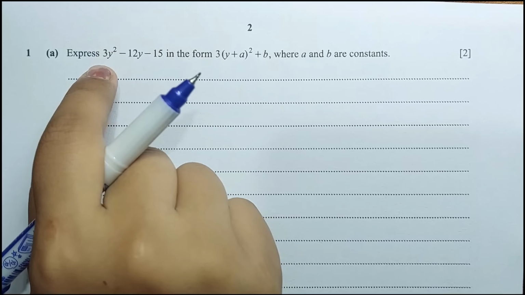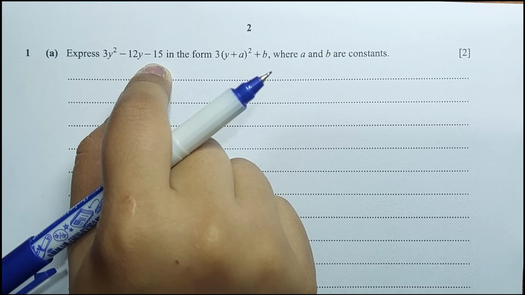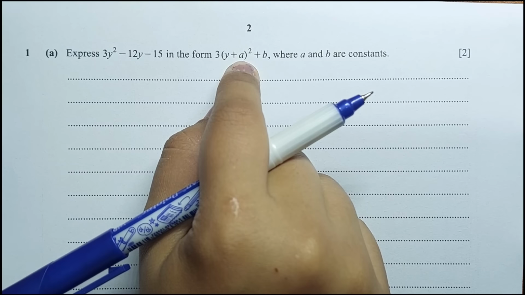constants. So this is a quadratic equation. This is a standard form of a quadratic equation in a variable y. We have to convert this into the vertex form.